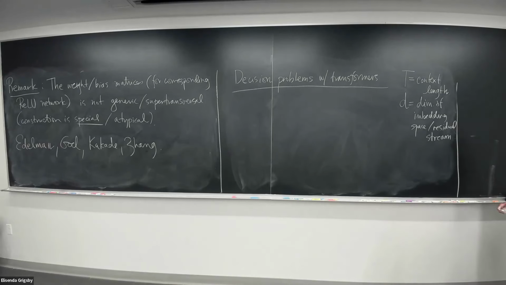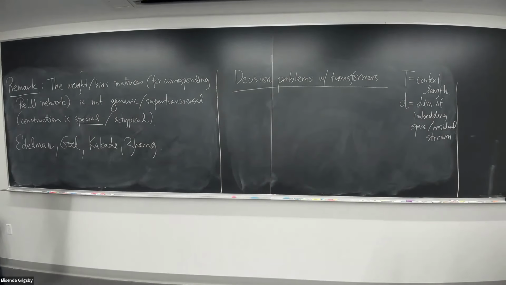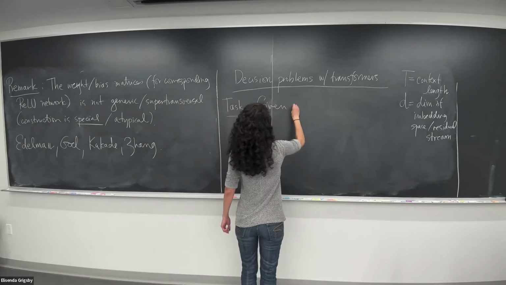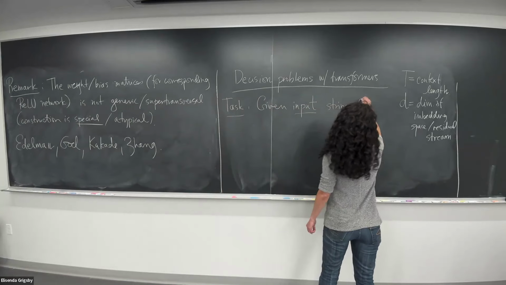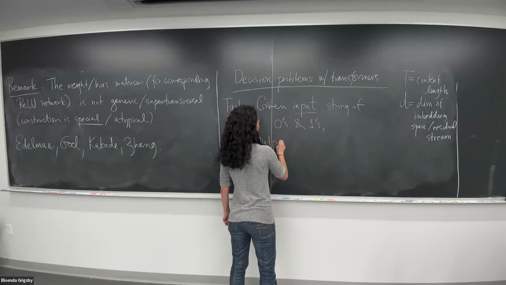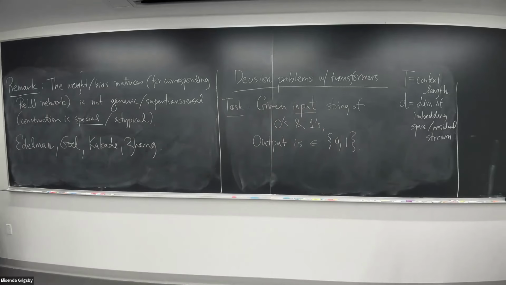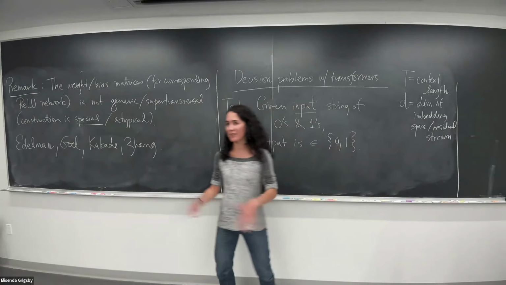So now the prediction task becomes: if the input is a string of zeros and ones of length T, you want to predict either a zero or a one. So the task becomes, given an input string of zeros and ones, output whether it is in the set. I guess it is kind of like a sequence prediction task, but the next token in the sequence is either a zero or a one.